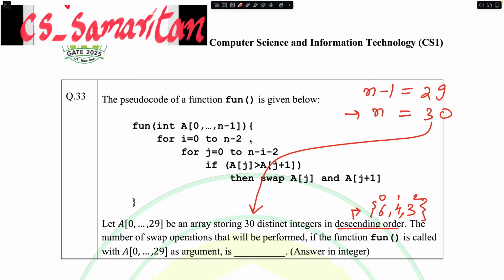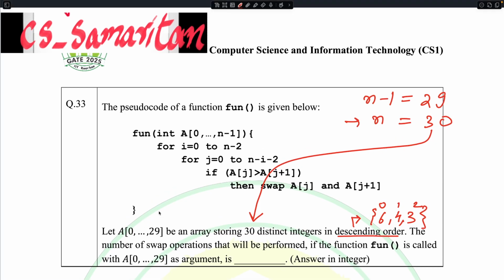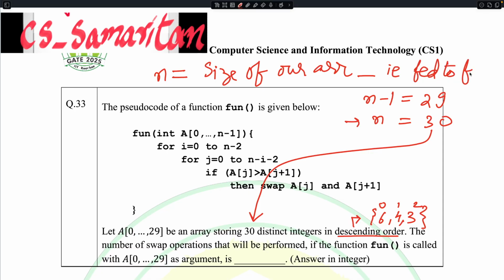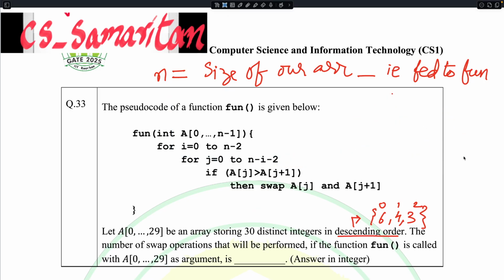This is a very simple, straightforward referencing between this representation and the kind of array we are given. So we can directly state that the semantic meaning of n here is the size of the array that is fed to fun. This must be very clear to you. Once that part is clear, just remove this.